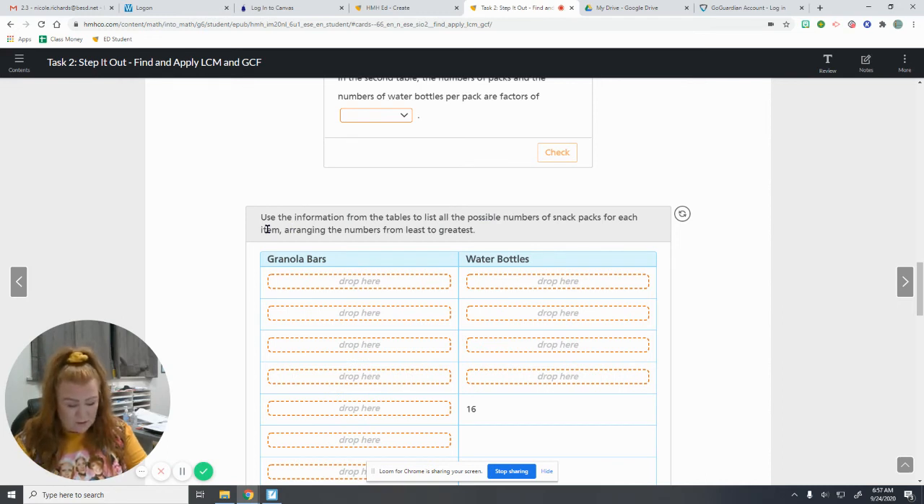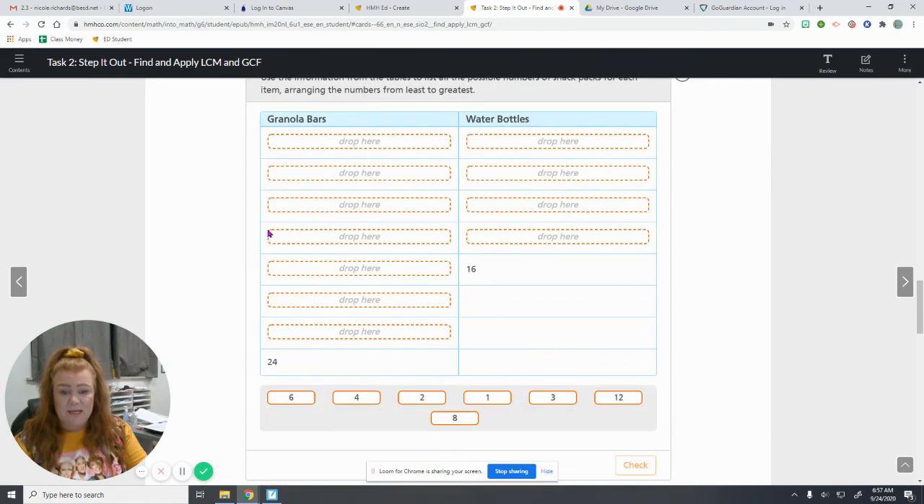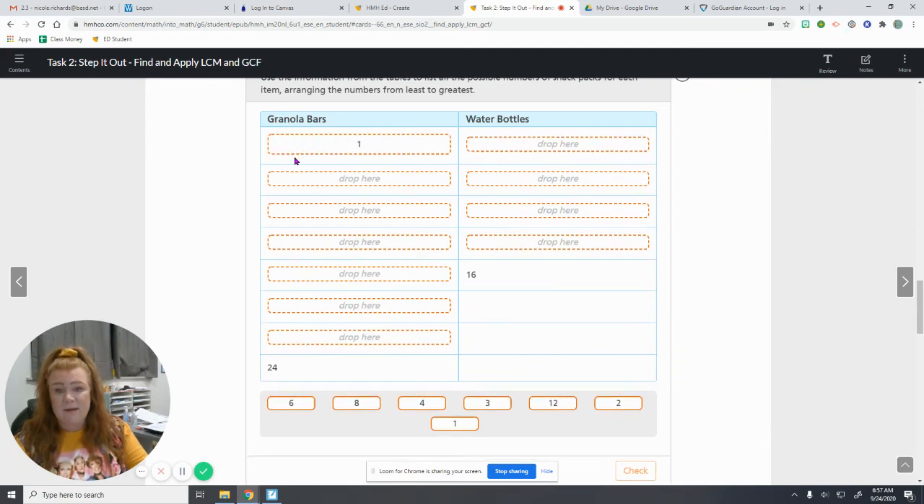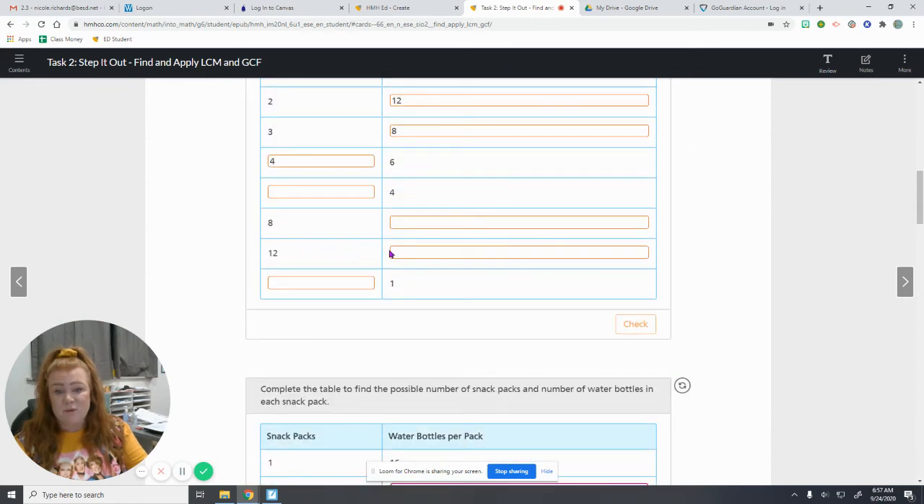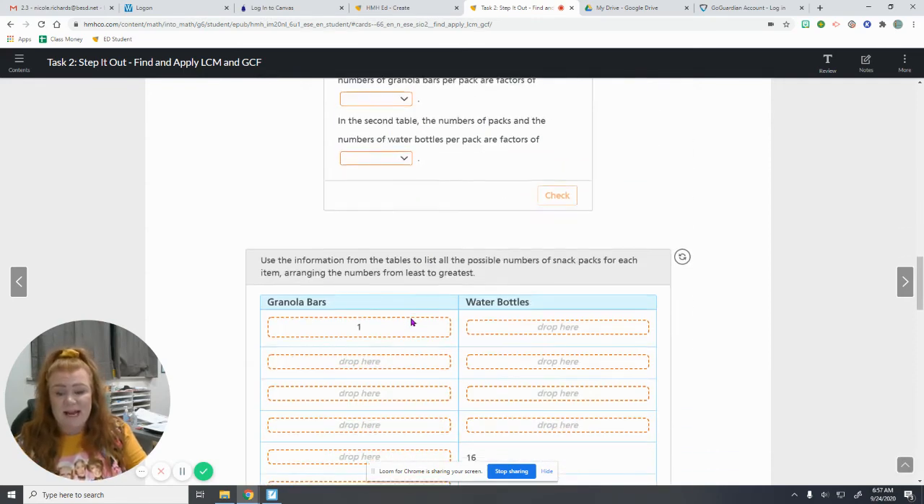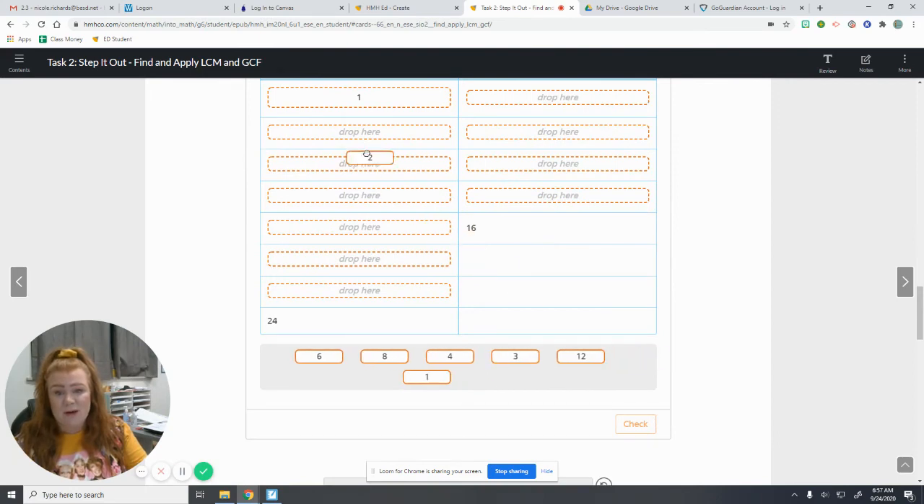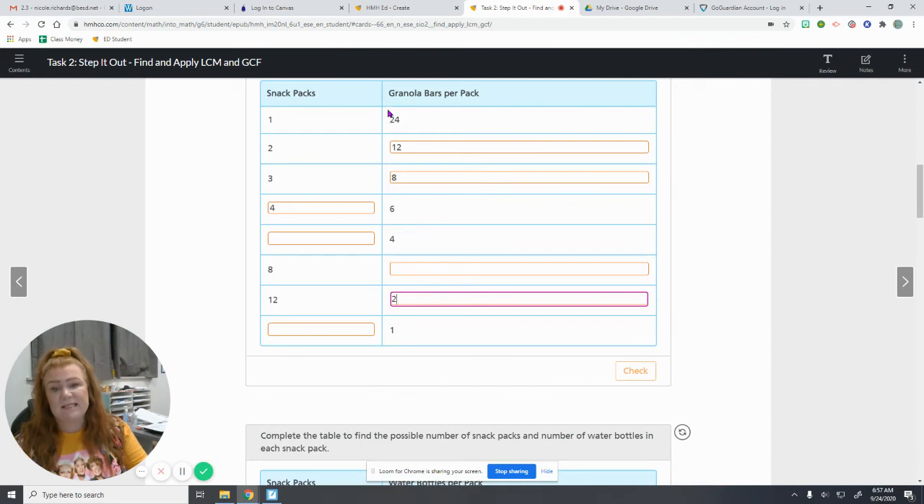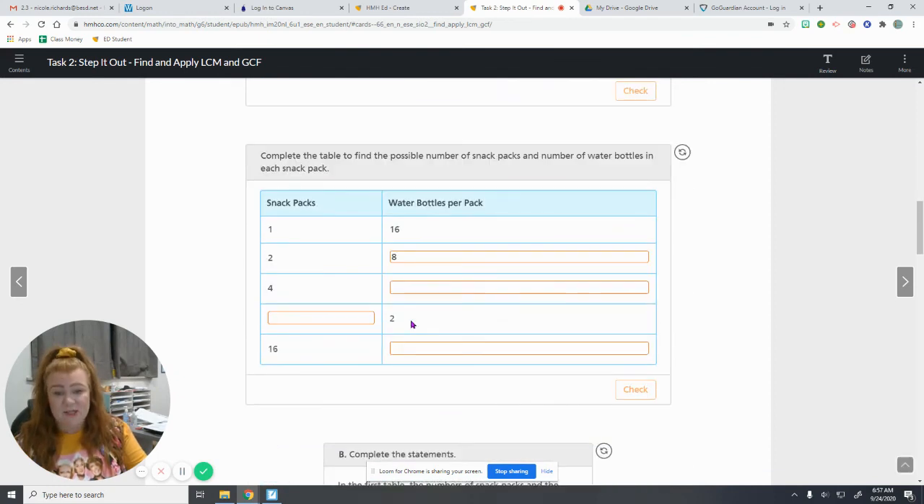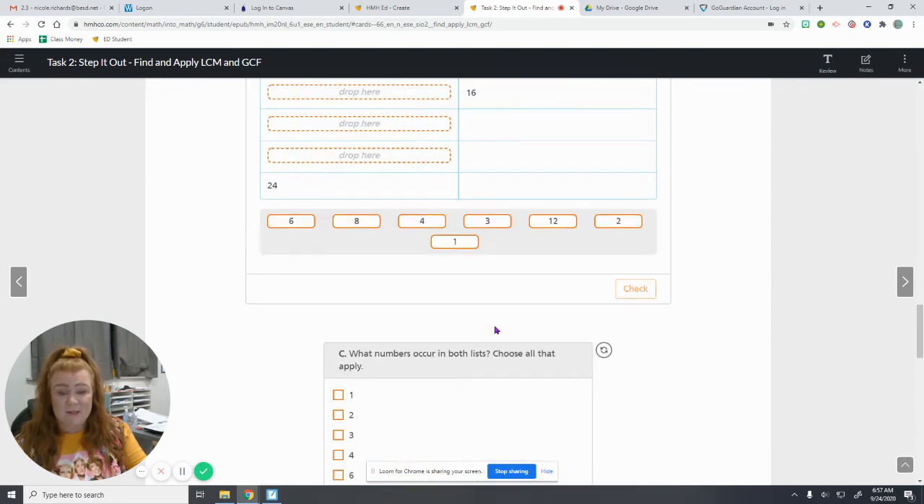So what we are going to do is we are going to say that you could have 1 granola bar here. So I could also have a pack of 2 times 12, and I could have 2 granola bars in a pack. So pretty much you're just taking this list and putting it from least to greatest, and you'll do the water bottles least to greatest there as well.